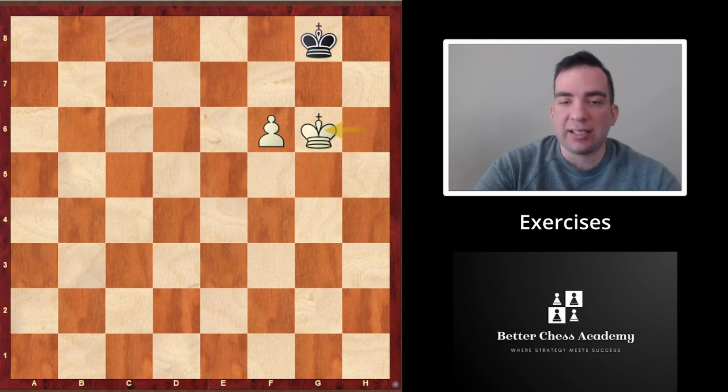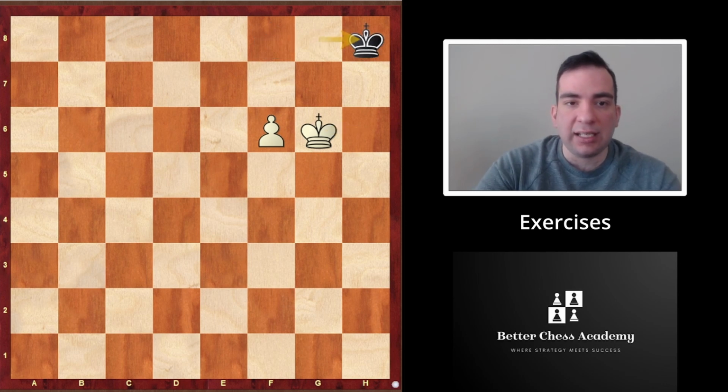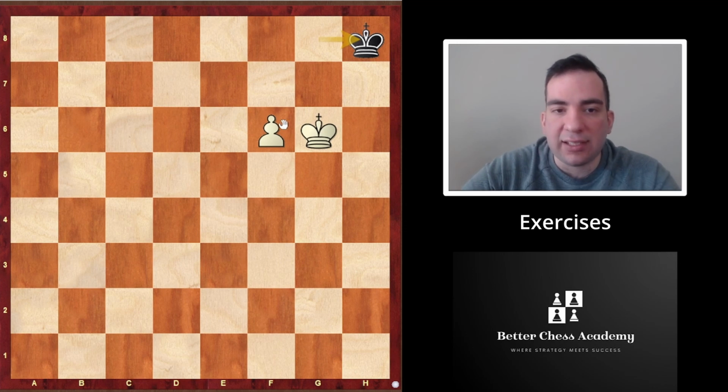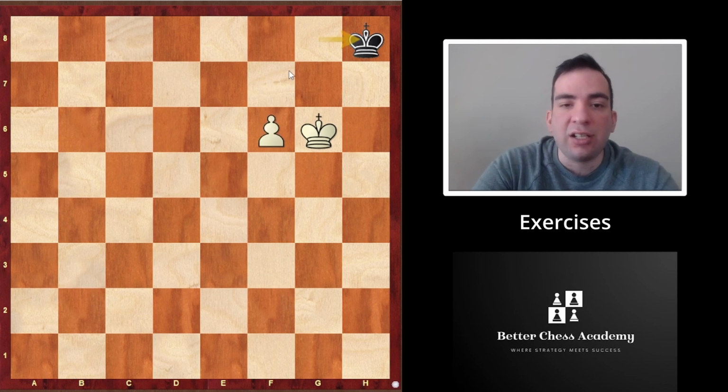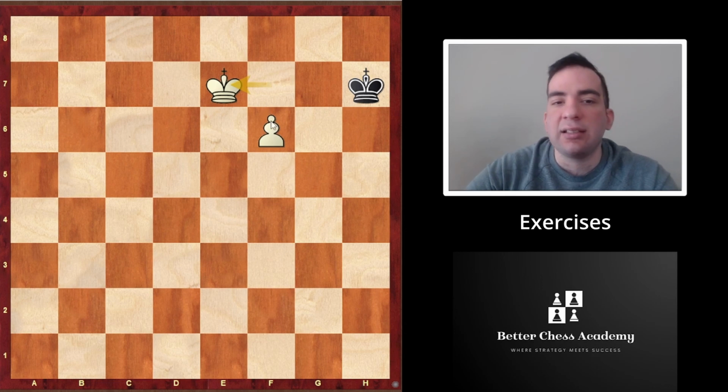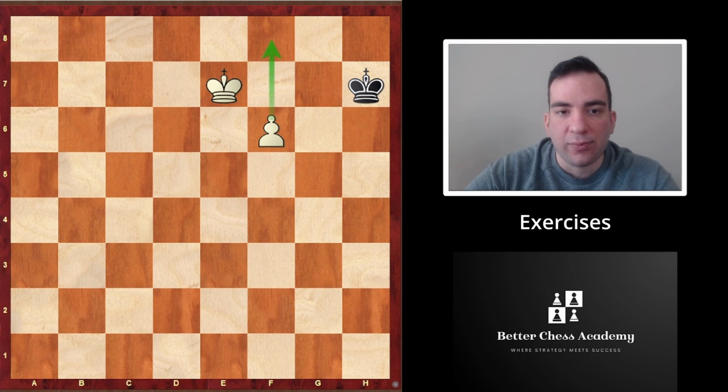However, black can try something tricky. He can play king h8. And now, if we are not careful and play f7, it's a stalemate. So, we should move our king on f7, and after king h7 we play king e7, and it's a win for white, because he's going to queen the pawn.